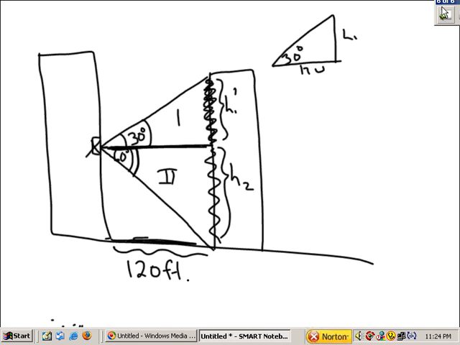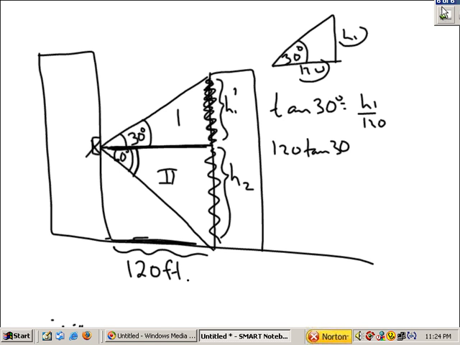Well, with respect to this angle, we have opposite and adjacent. This tangent, we know that the tangent of 30 degrees is H1 over 120. That is, 120 times the tangent of 30 degrees is H1. So, exactly what is the tangent of 30 degrees?